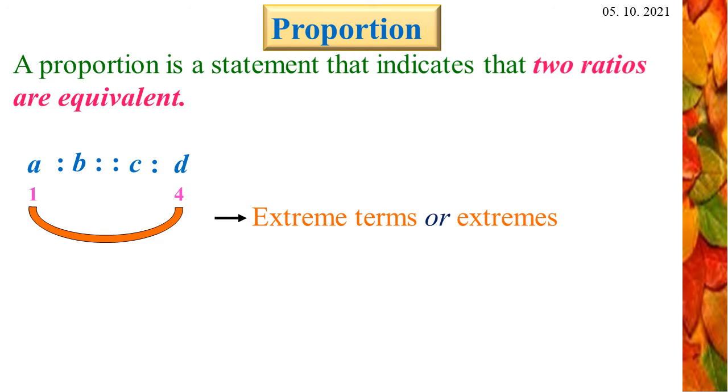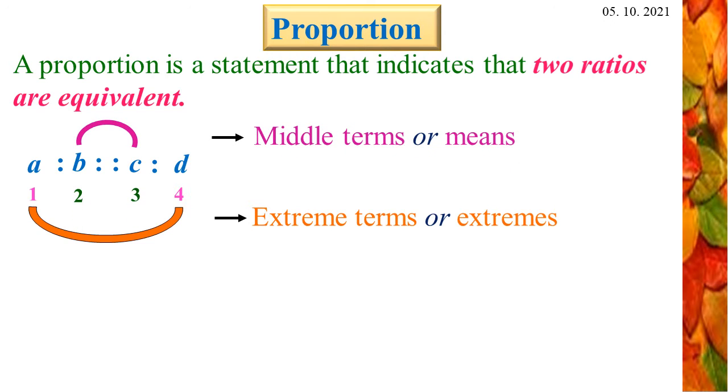First and fourth terms are called extreme terms or extremes. That means A and D are extreme terms or extremes. Second and third terms are called middle terms or means. That means B and C.